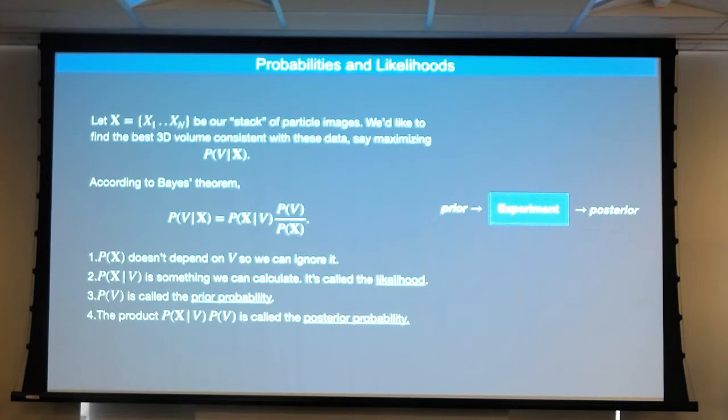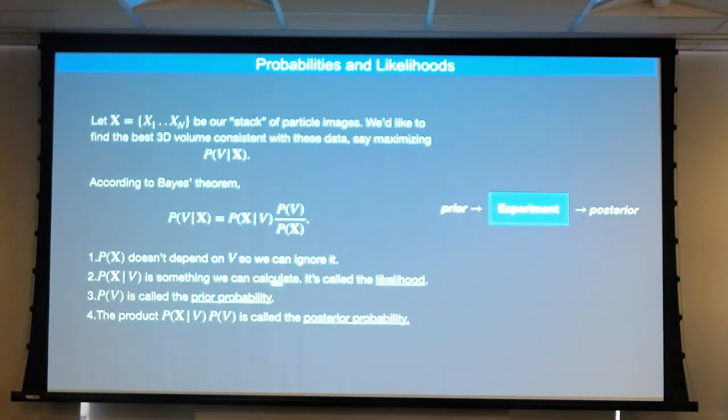Okay, well, it turns out that I don't know how to calculate this thing. But there is something that I do know how to calculate, and that is this. So what I want is this, the probability of getting the data set given a volume. And Bayes' theorem says if I do this, multiply by the a priori probabilities of the various volumes, and I divide by the a priori probability of getting this particular data set, then that gives me what I want. Well, P of X doesn't depend on the volume, and we want to maximize this with respect to the volume, so it turns out that this is hard to compute, but we don't have to, so we'll just set it equal to 1.